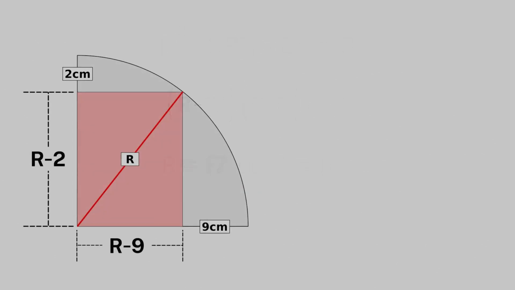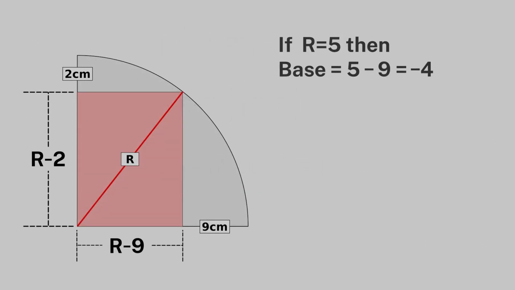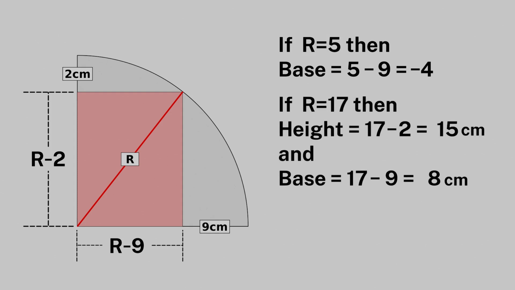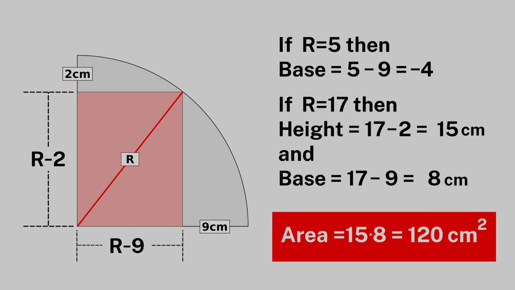Returning to the original figure, we observe that if r equals 5, the base of the rectangle becomes 5 minus 9, which equals negative 4, a geometric impossibility. Conversely, if r equals 17, the two dimensions of the rectangle are 17 minus 2, which equals 15 centimeters, and 17 minus 9, which equals 8 centimeters. Finally, we find that the required area is 15 times 8, resulting in 120 square centimeters.